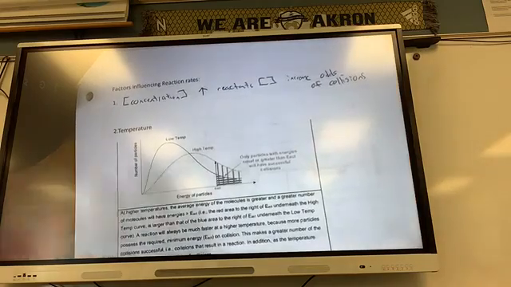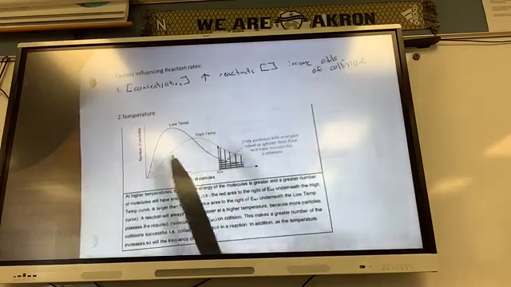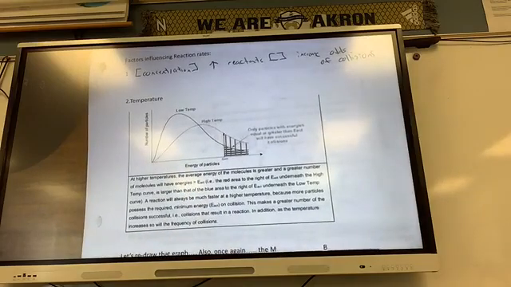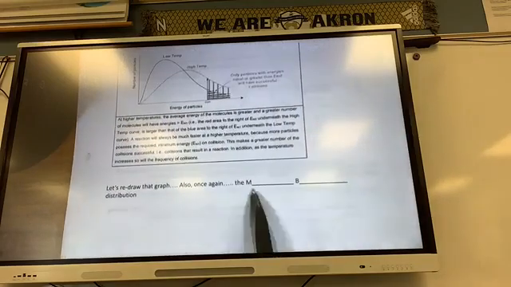Number 2, temperature. Temperature is the measure of the average kinetic energy of a substance. The higher the temperature, the faster the particles are moving, the higher the odds of them colliding. Here is what? What graph?